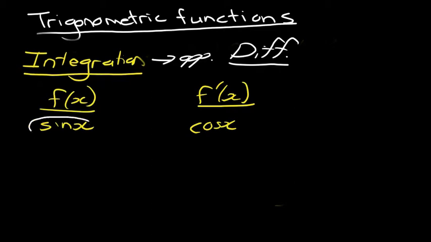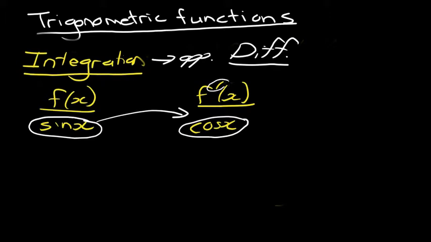Let's say you have a function sine x and you differentiate it. You get a derivative. The derivative of sine x is cos x. Okay, you see that sign there tells you this is a derivative. Now, if you have cos x and you integrate cos x, you go back to sine x. Okay, this is how it works. This is differentiation and this is integration.